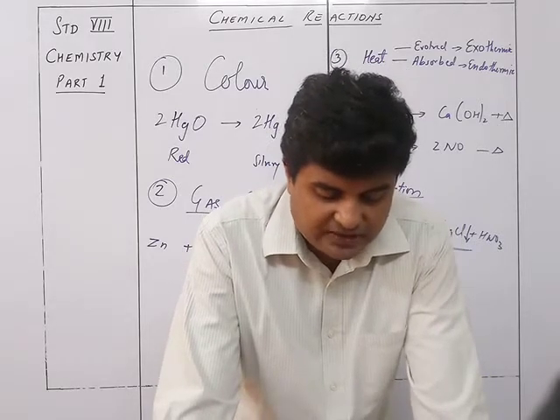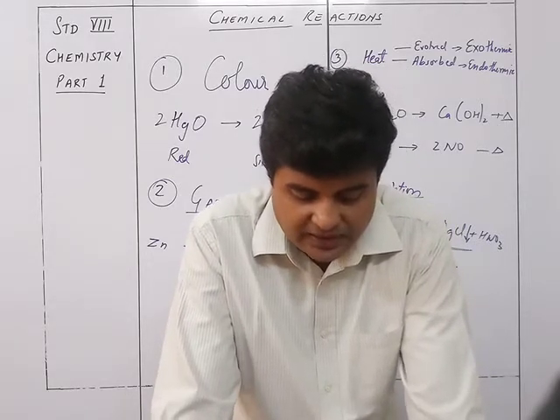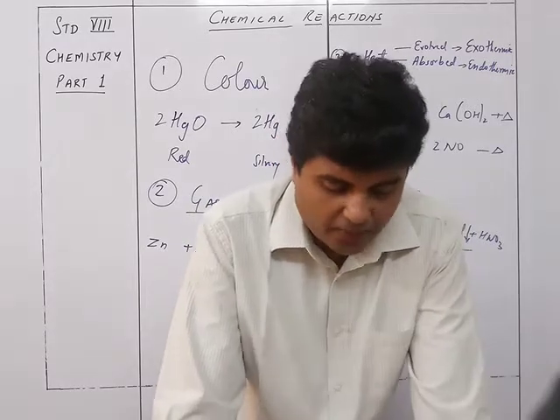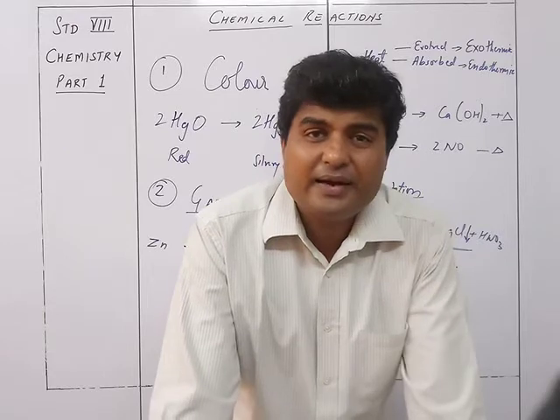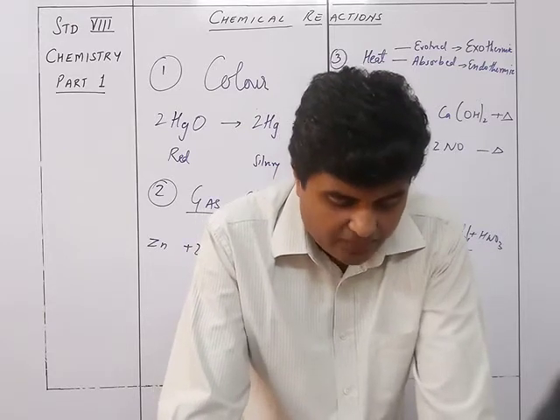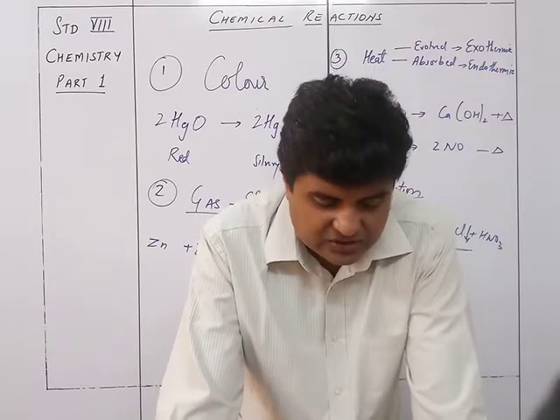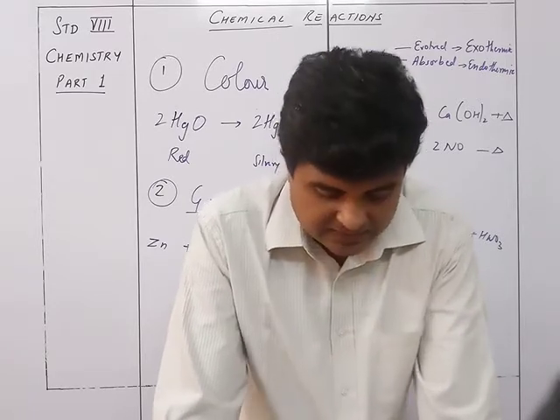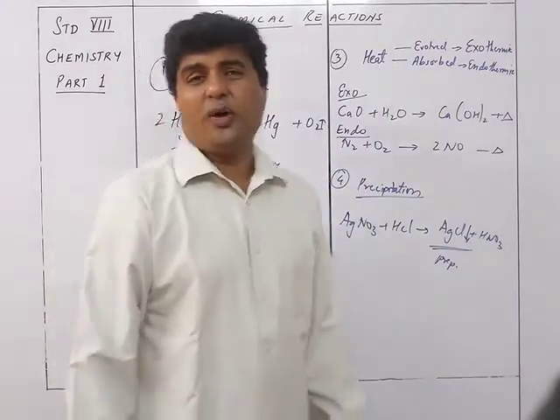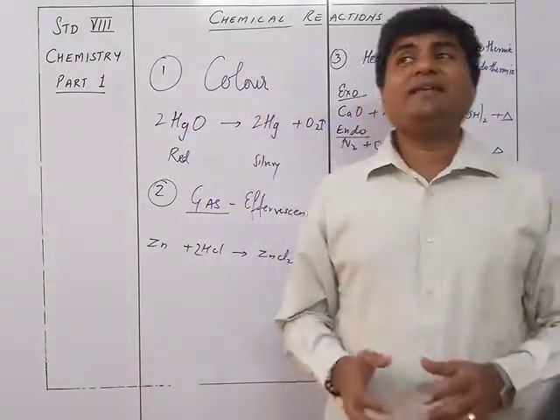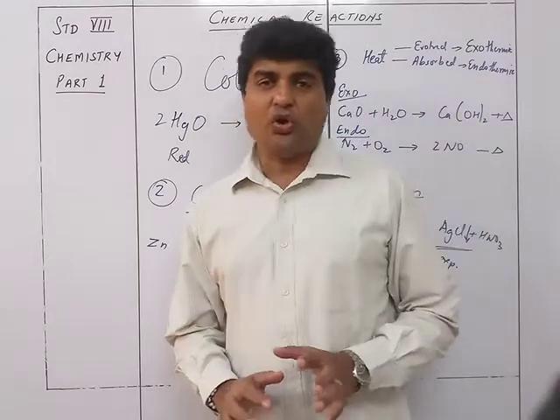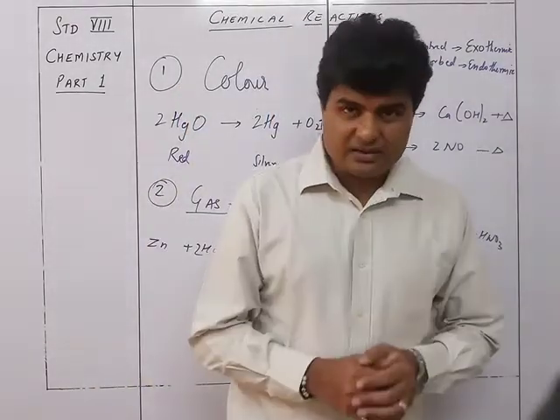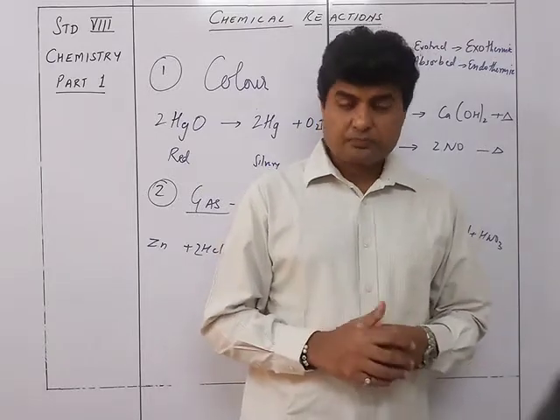Exothermic reactions proceed with evolution of heat energy, represented by plus triangle, and endothermic reactions proceed with absorption of heat energy, represented as minus triangle. And finally, formation of precipitate: certain chemical reactions are characterized by formation of an insoluble precipitate, that is nothing but silver chloride, which is going to be formed, a milky white precipitate. So these are the different examples of the characteristics, or you can say indicators, for a reaction to take place.